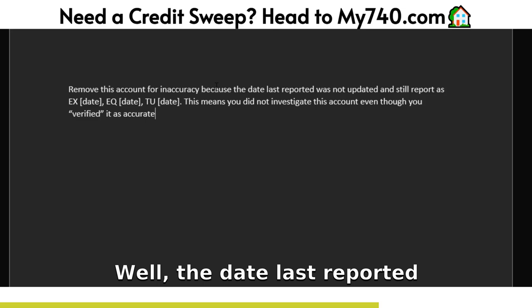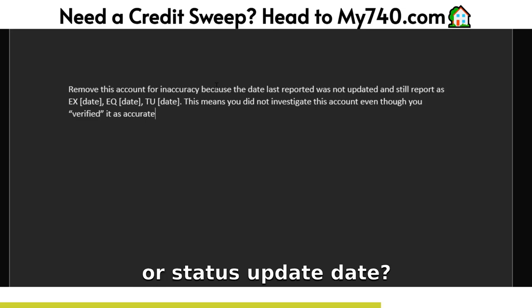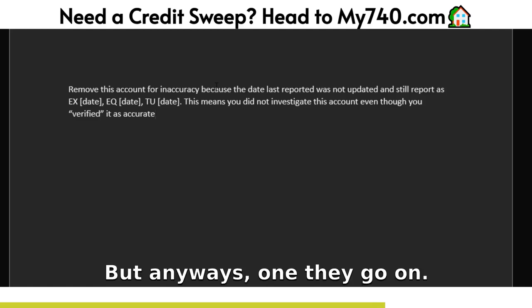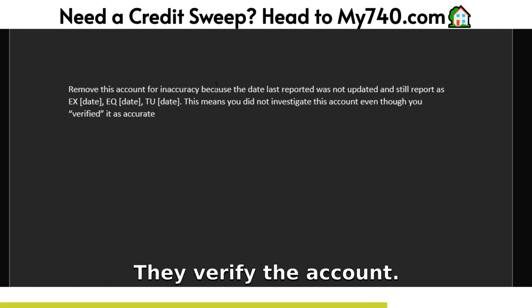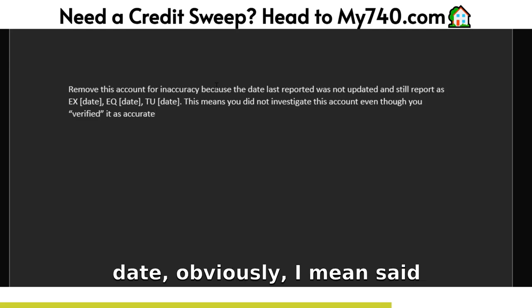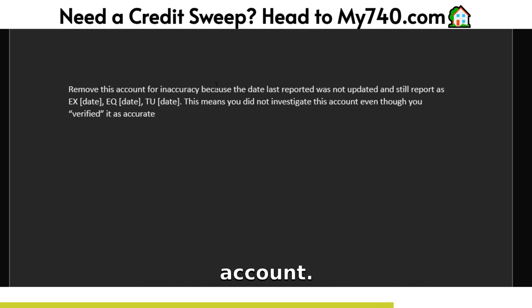Now, why is that? Well, with the date last reported or status update date or, I can't remember the third thing that they call it off the top of my head. But anyways, when they go and they verify the account, they're supposed to change this date to be the date that they did that, right? So if they don't update the date, obviously it means that they didn't investigate the account.